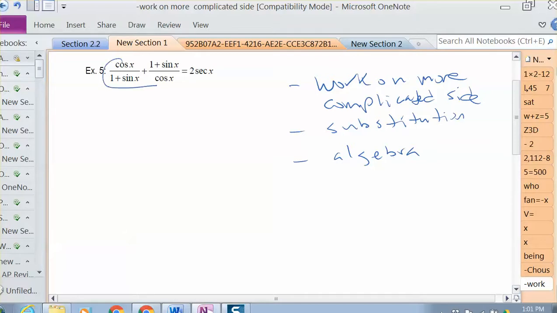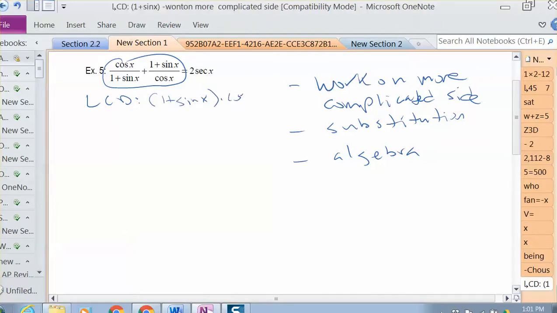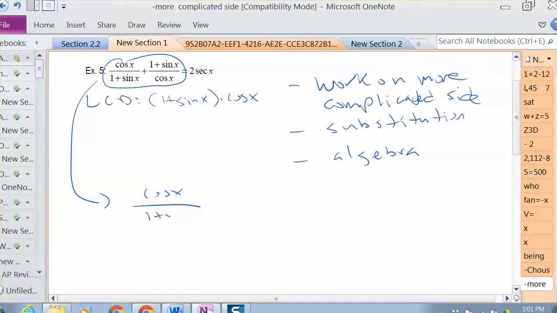So obviously the left side is more complicated here, and I see an opportunity to combine two fractions, so I'm going to figure out what the LCD is, the least common denominator. And basically it's just the product of our two denominators we see right now, 1 plus sine x and cos x. So what we're going to do is we've got cos x over 1 plus sine x plus 1 plus sine x over cos x equals 2 secant x.